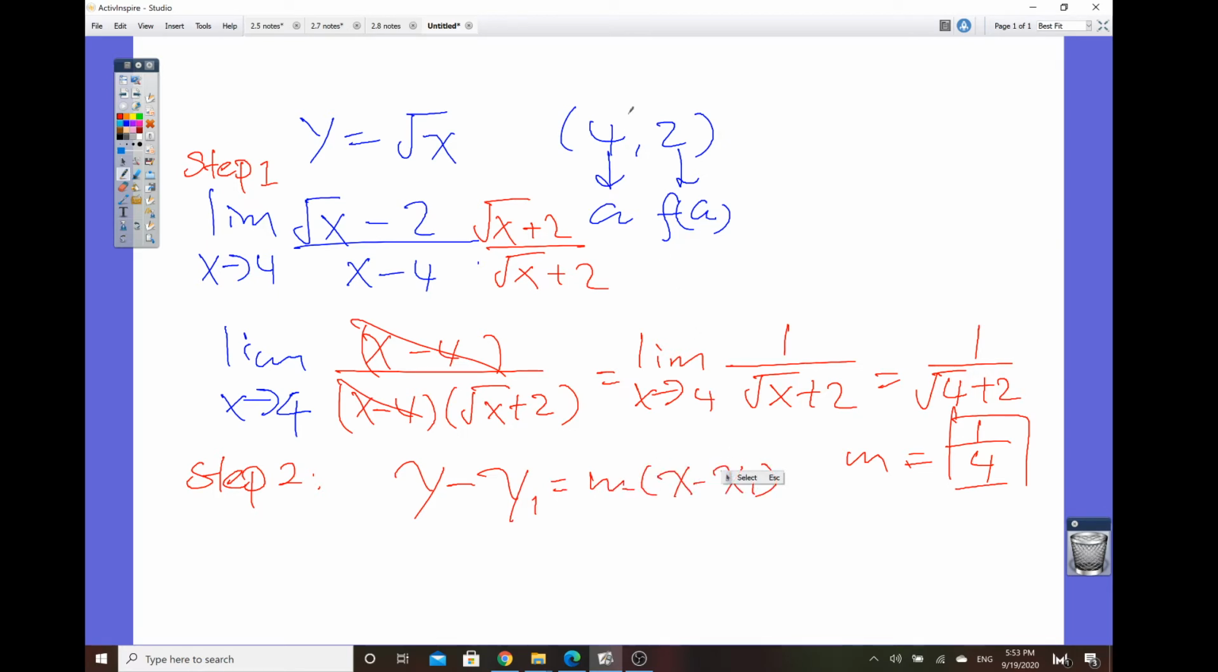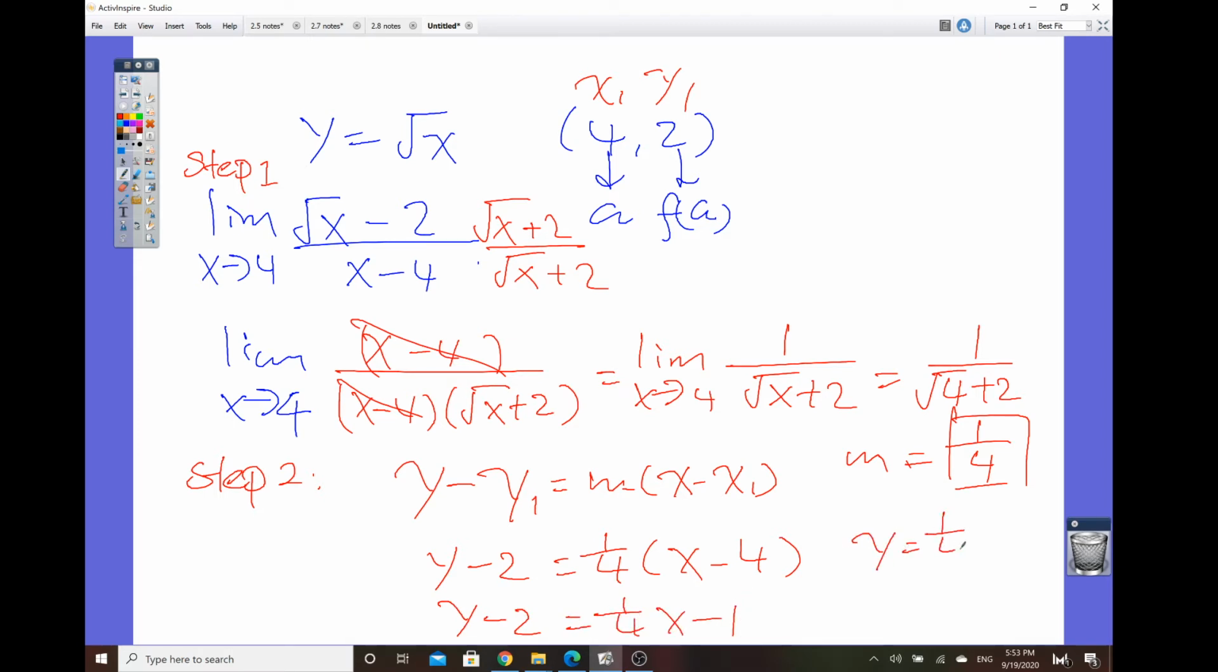Again, the given values here, we do have x1, y1, so basically plug in the numbers. So y minus 2 equals the slope, 1/4, times x minus x1, minus 4. So what we found here is y minus 2 equals 1/4 x minus 1. So that means y equals 1/4 x, and -1 plus 2, which is what? 1. And that's the equation of the tangent line.